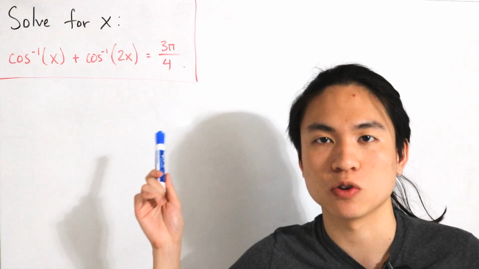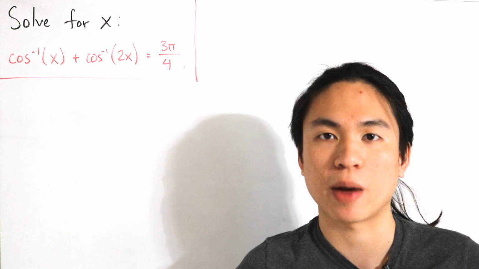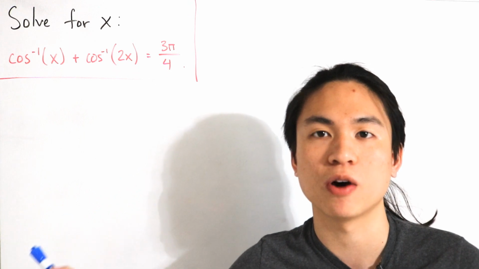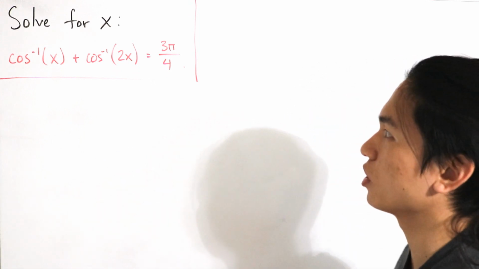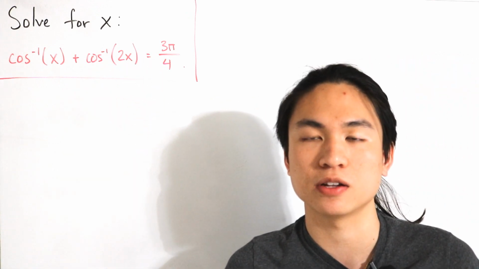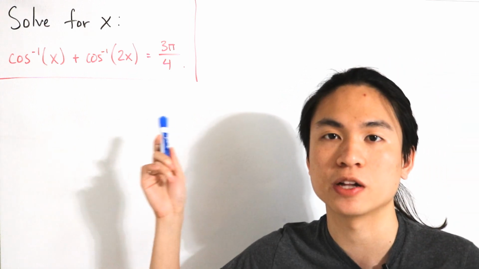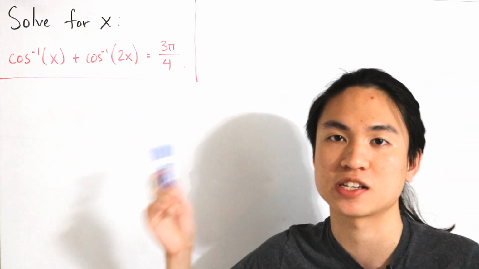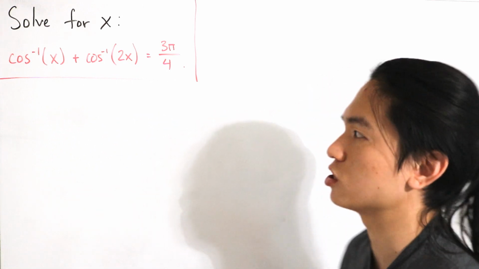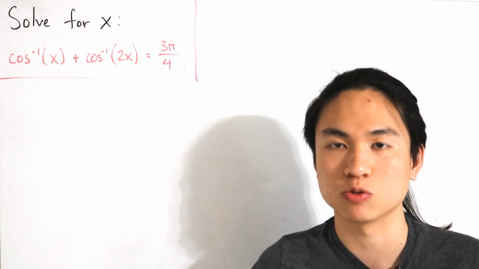Actually, I didn't even write the domain. If you think about a cosine function, it's a bounded function. With the inverse, the input falls between -1 and +1. But here, because we have x and 2x, the domain differs. So the solution for x has to exist somewhere between inclusive -1/2 and +1/2. With this notion, we have to be careful on how we choose our solutions.